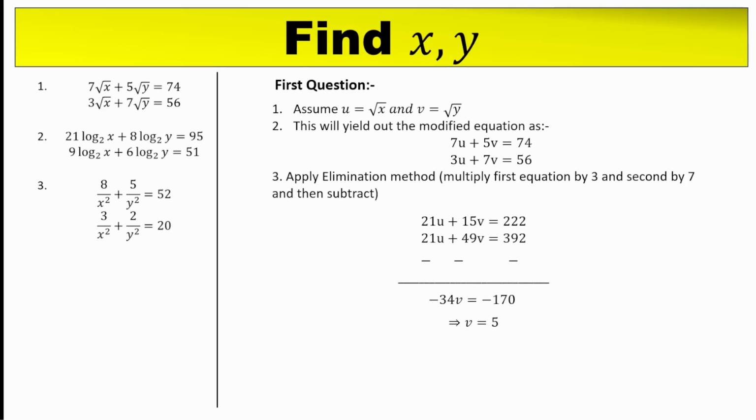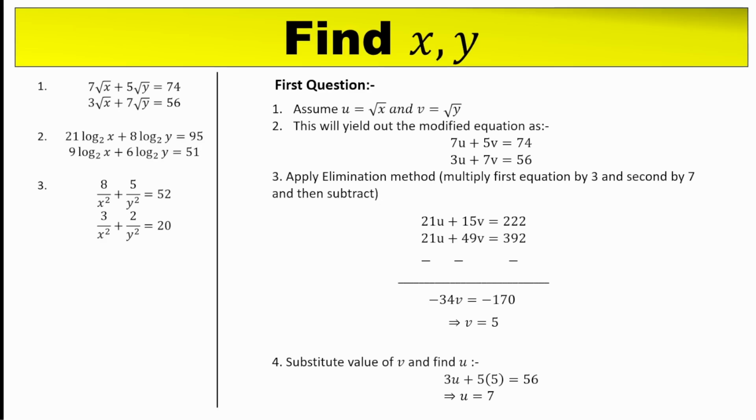Then subtract them to eliminate the u part. Then it will turn out to be minus 34v is equal to minus 170, which will yield the value of v as 5. After that, substitute the value of v in the second equation to find the value of u. So it will return the value of u as 7.